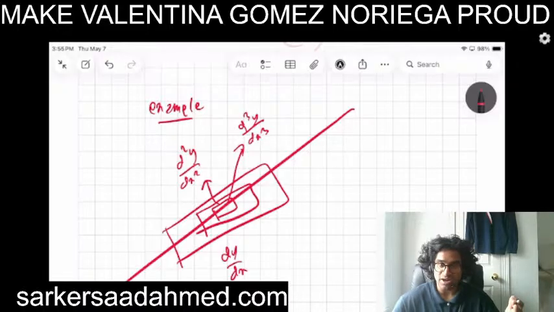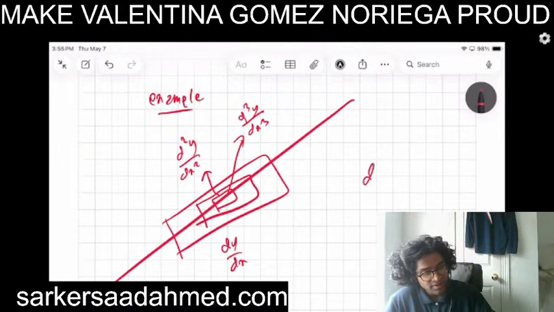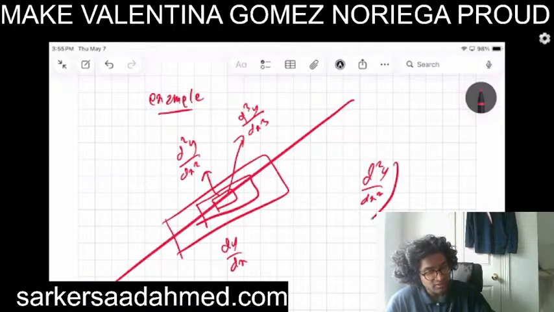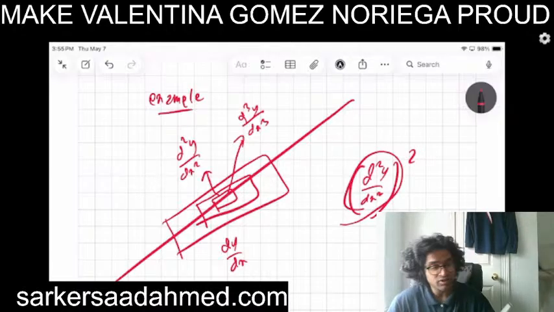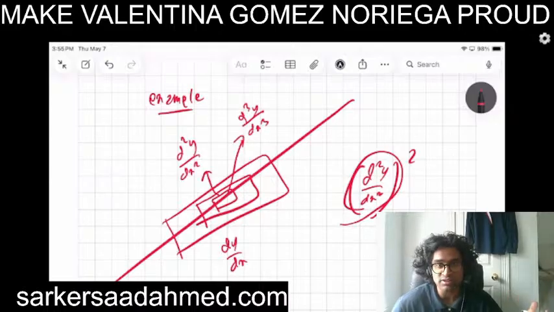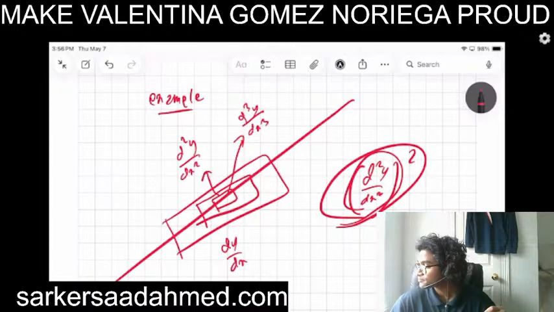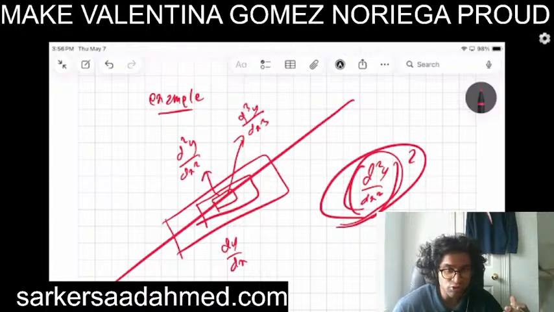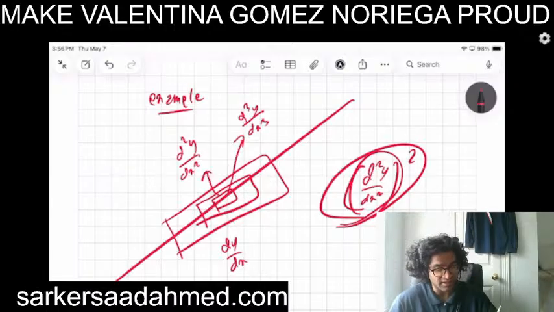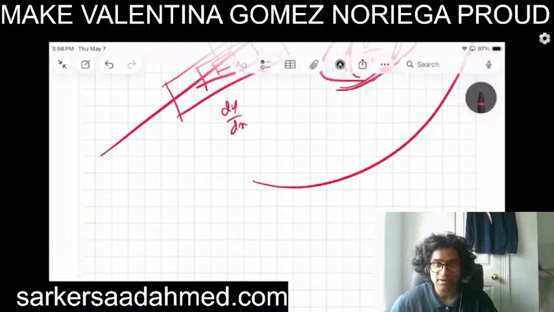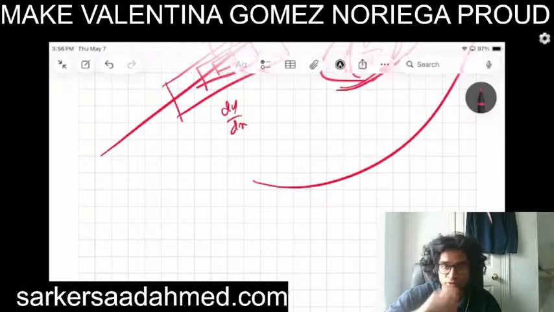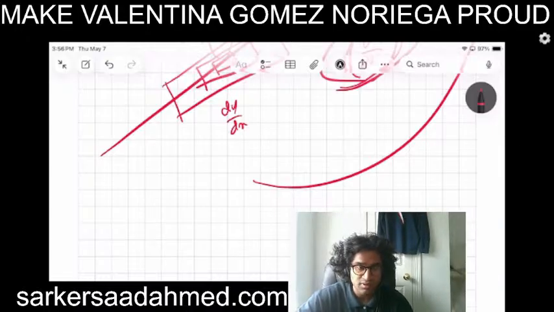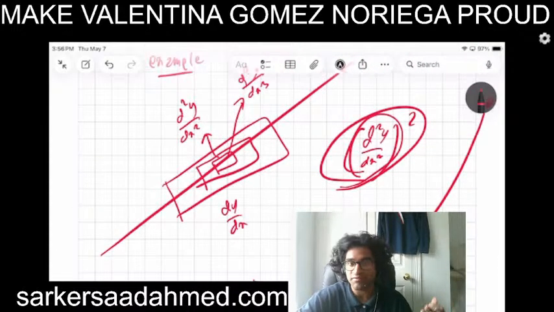But it doesn't change the graph. It only zooms in. If I have d square y by dx square, now not only is this going to zoom in on the graph, but it's also going to change the graph. So you're going to have a graph like this instead, right? It's going to be parabolic. Cool. So you're not going to see the same graph again. You're going to see a different graph.